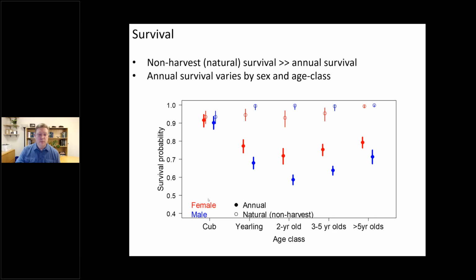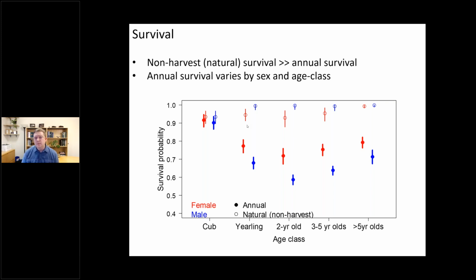The survival estimates are broken up into females being red and males being blue. Our natural, or non-harvest, survival probability is shown as the open circles, and our total annual survival, which includes harvest, is shown in the filled circles. Two big points I want you to walk away from this figure with: in this system, the non-harvest or natural survival probabilities are much greater than the annual survival probabilities. This difference is driven by the harvest rates, so it really seems like harvest is a primary source of mortality for black bears in this system.